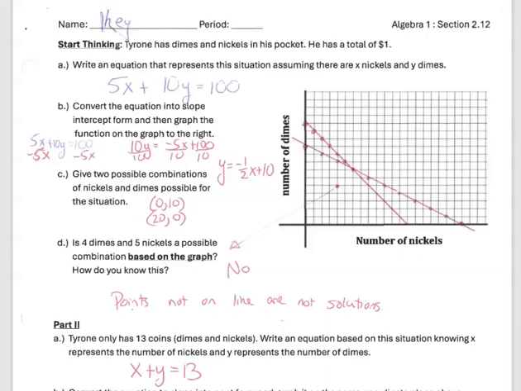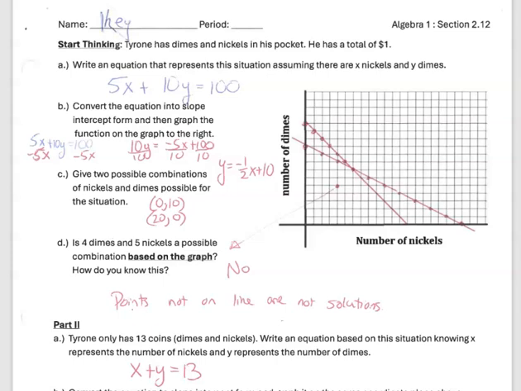The next one says, according to the graph, is 4 dimes and 5 nickels a possible combination? Well, be careful with this. Nickels is down below, even though I said dimes first, 4 dimes. So we would be looking at the point 5, 4.